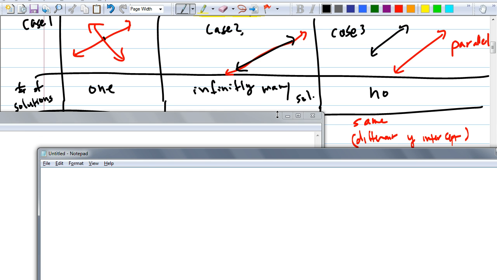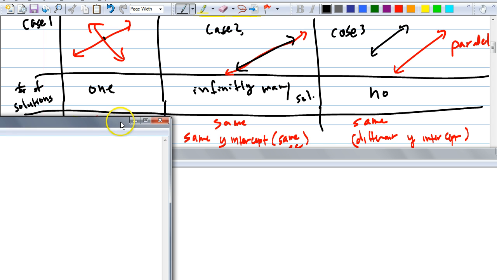When the two lines are the same line, what can you tell me about their slope? They are? Same again. What about their y-intercept? They're the same y-intercept. That's why they're the same line, right? They have to have the same slope and the y-intercept in order to be the same line. Does that make sense? Okay, then what about the first case, where the two lines intersect?